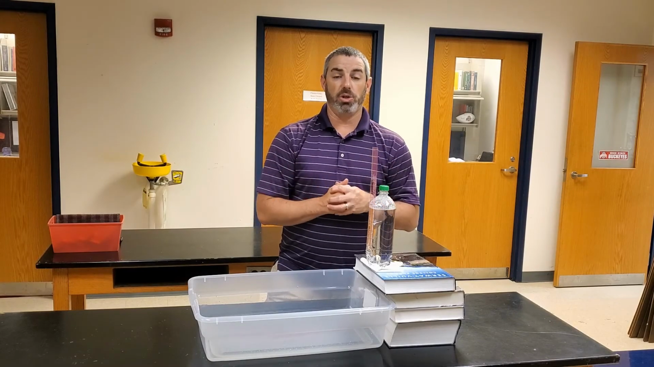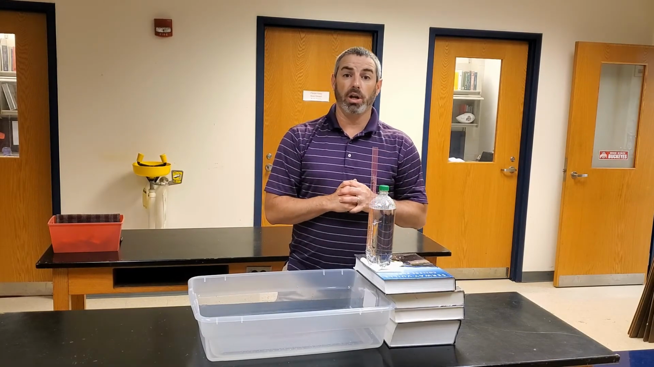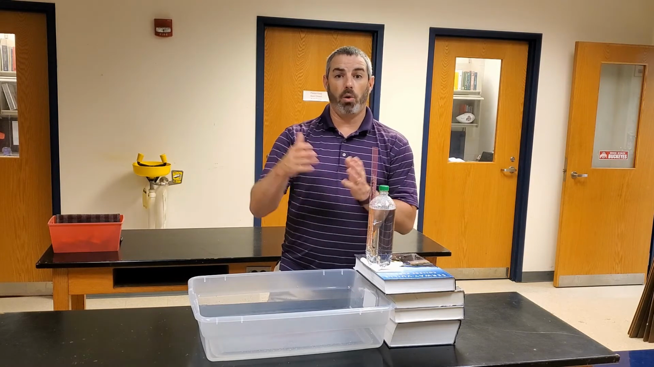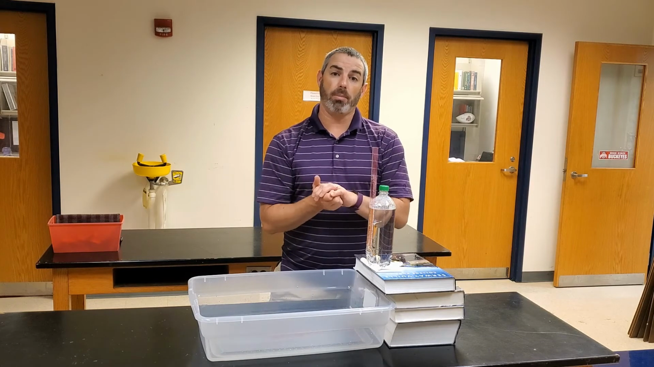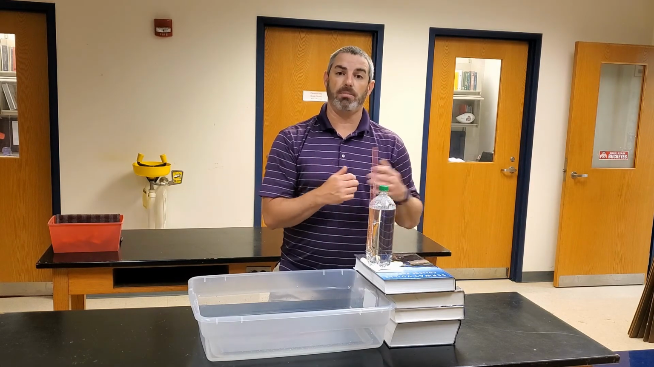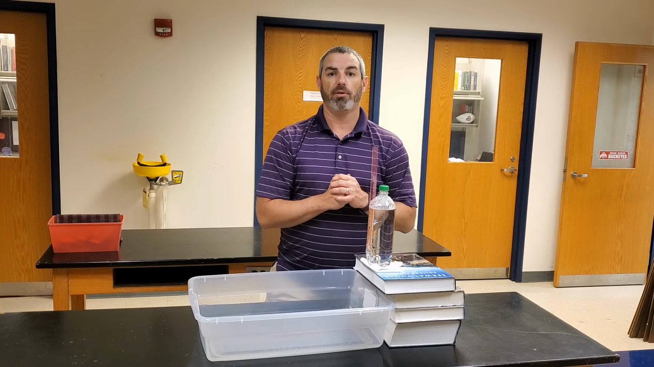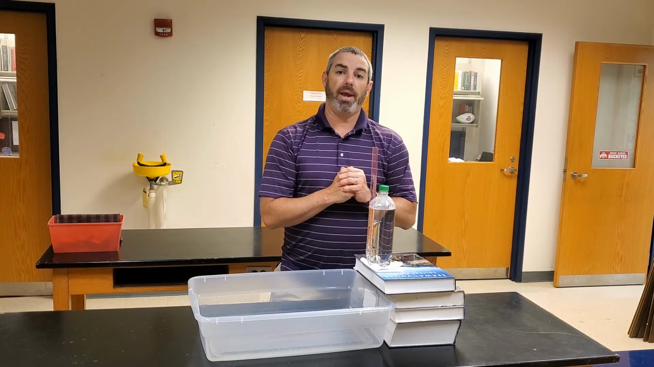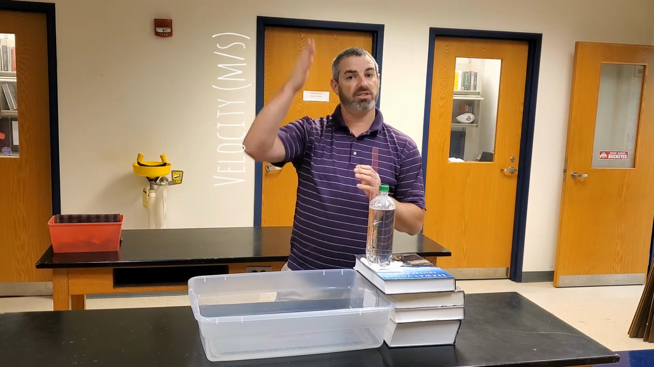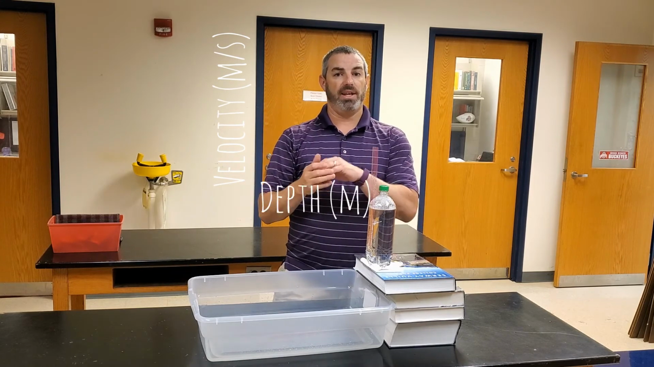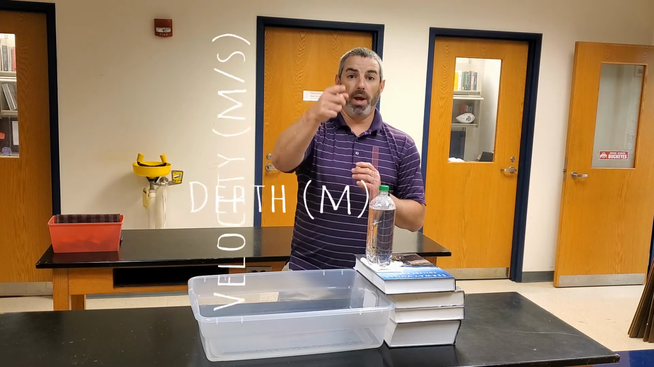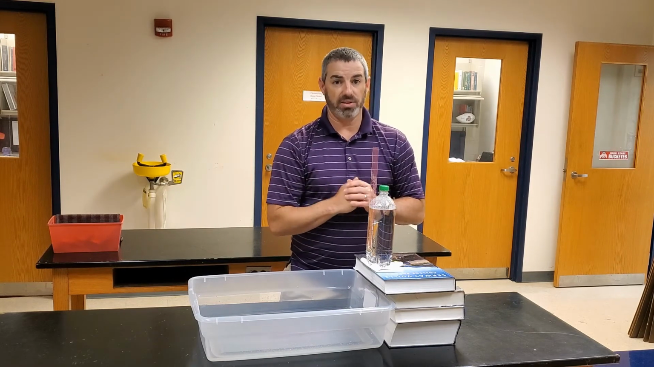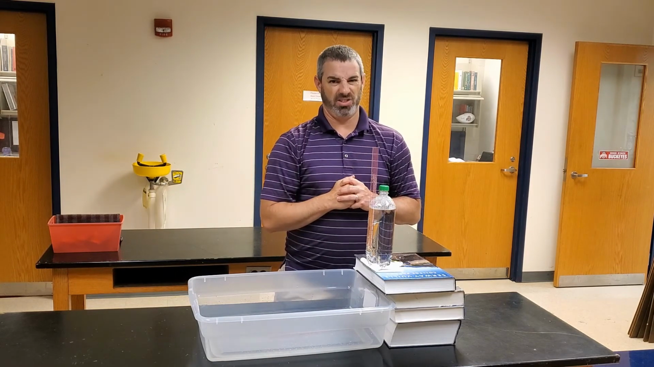So what we're going to do then is record our data in terms of horizontal position and depth, and then we will convert our horizontal positions into velocity by using the time that we calculated for the given height. Then we will make a graph of velocity on the vertical axis and the depth of the water on the horizontal axis. So go ahead and collect your data points. I'll see you in a minute.